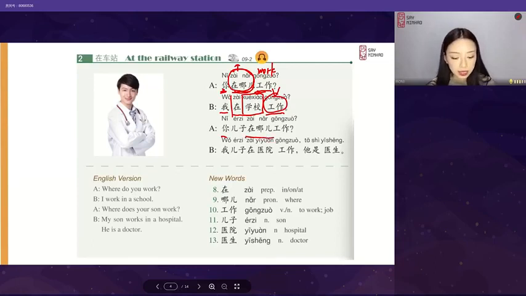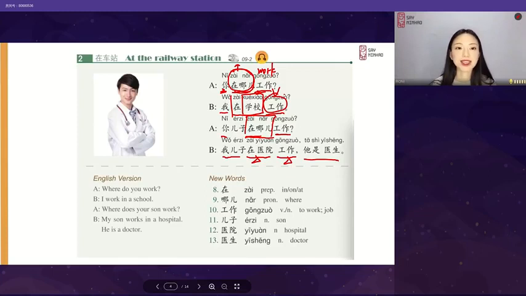Next, and ask it again. 你儿子, your son. 在哪儿, at where? 工作, work. Where does your son work? 我儿子在医院工作. My son works at hospital. 他是医生. This one is really easy to understand. It just means he is doctor. Okay. 我儿子在医院工作. My son works in the hospital. Okay. We can see all these places, the words, the phrases indicating the direction, indicating the location, they are put before the verb here. Before the verb.